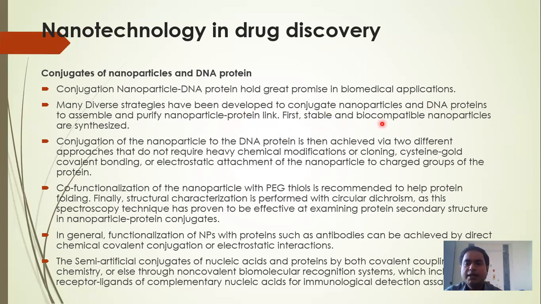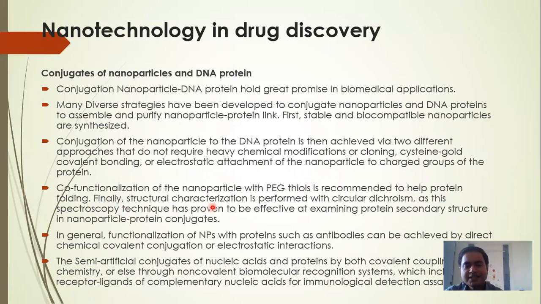First, stable and biocompatible nanoparticles are synthesized. Then, conjugation of the nanoparticle to the DNA protein is achieved via two different approaches that do not require heavy chemical modification or cloning: the cysteine gold covalent bonding, or electrostatic attachment of the nanoparticle to a charged group of the protein. So co-functionalizing the nanoparticle with PEG thiol is recommended to help protein folding.